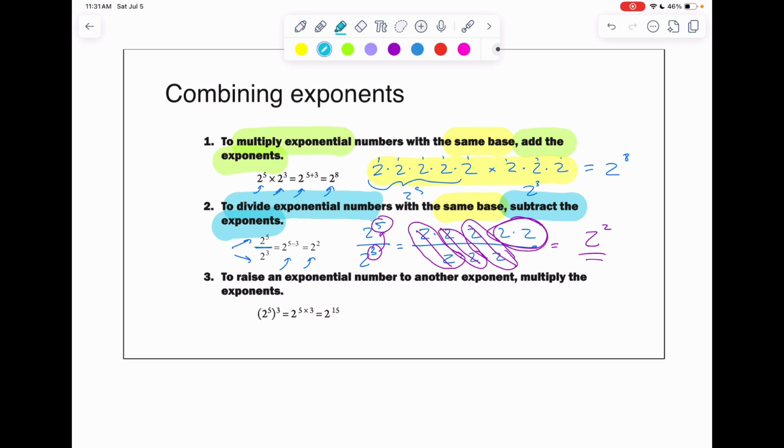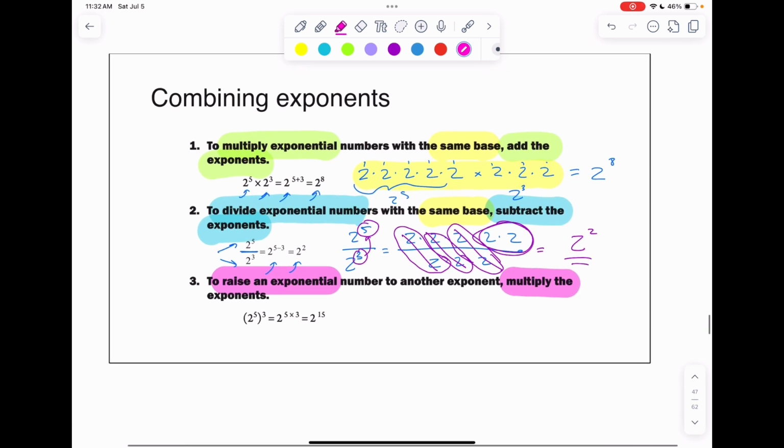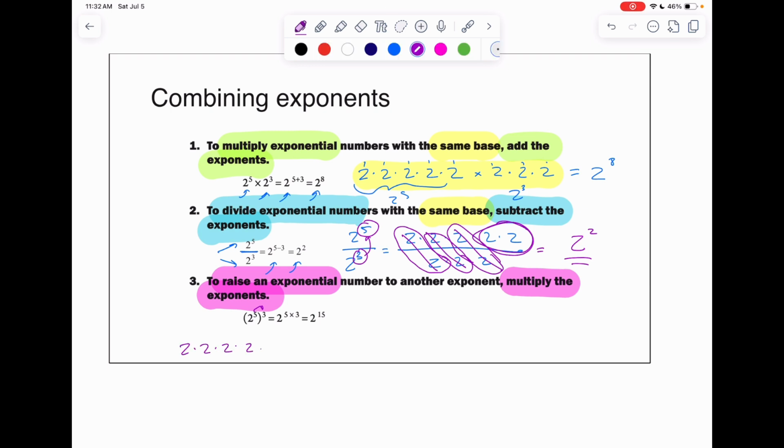Now, when we raise an exponent to another exponential number, we're going to multiply the exponents, which makes sense again, because if I have 2 to the 5 to the 3rd power, what I'm going to get is 2 to the 5 times 3, which is 2 to the 15. So let's get the receipts on that. Ready? We have 2 times 2 times 2 times 2 times 2. That's 2 to the 5 right there.